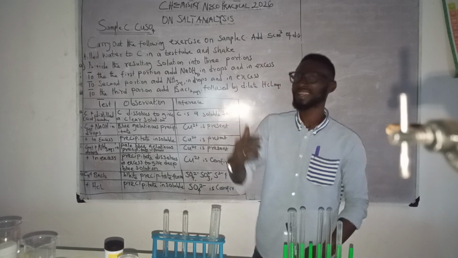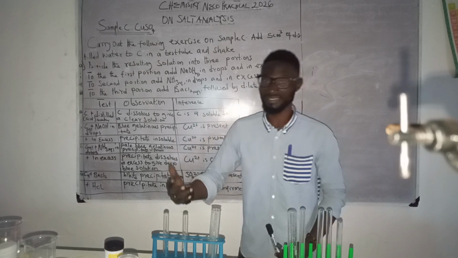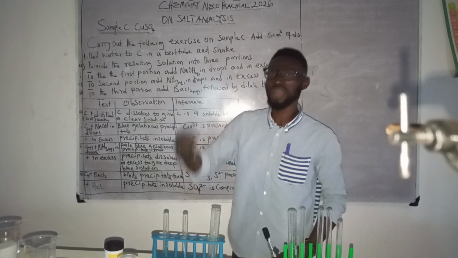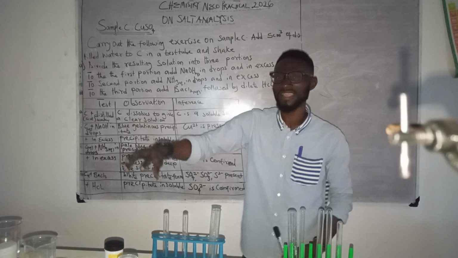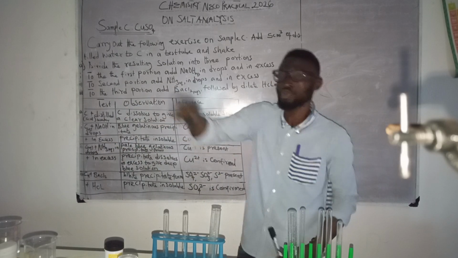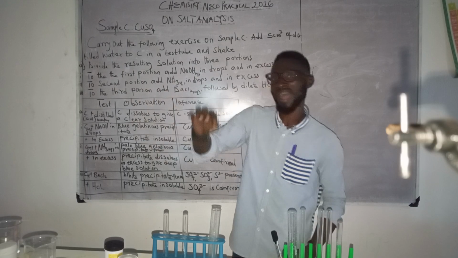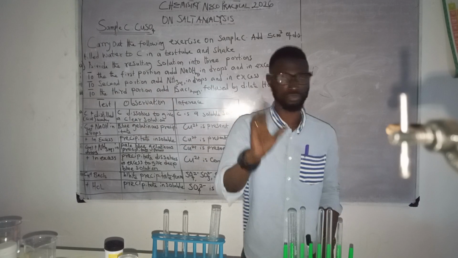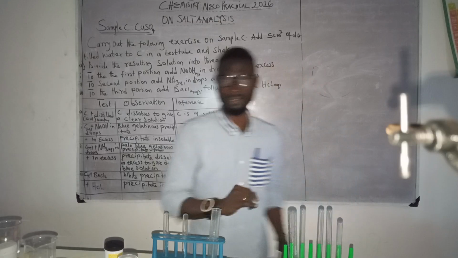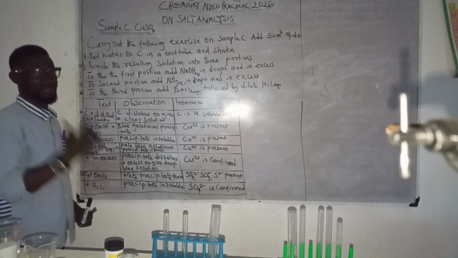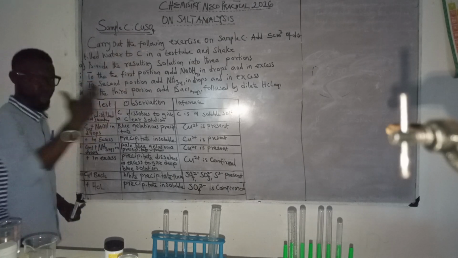So when we carry out qualitative analysis, which is also called salt analysis, what are we looking for? We are looking out to identify the different constituent or component, which can either be cation or anion, present in a particular sample. Now, in this year's NECO practical, of course, we have been given a salt sample called copper 2 sulfate.